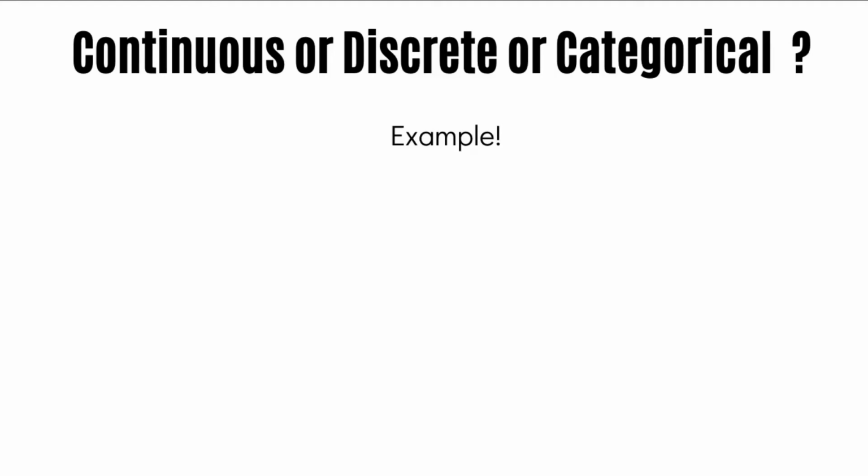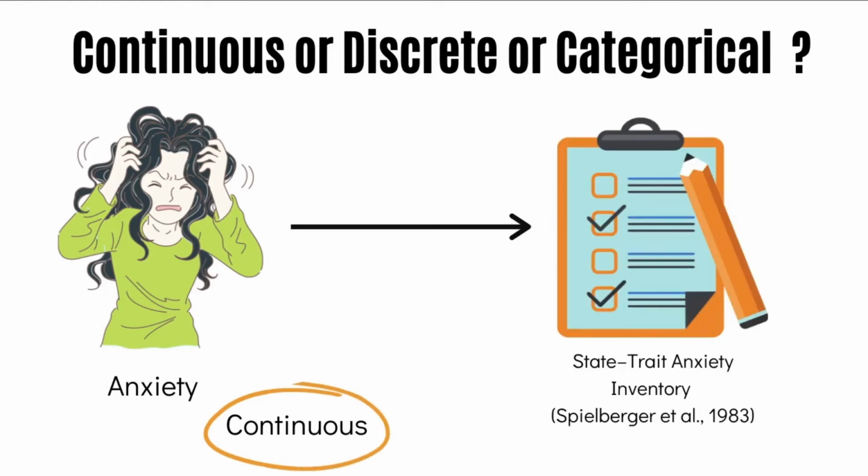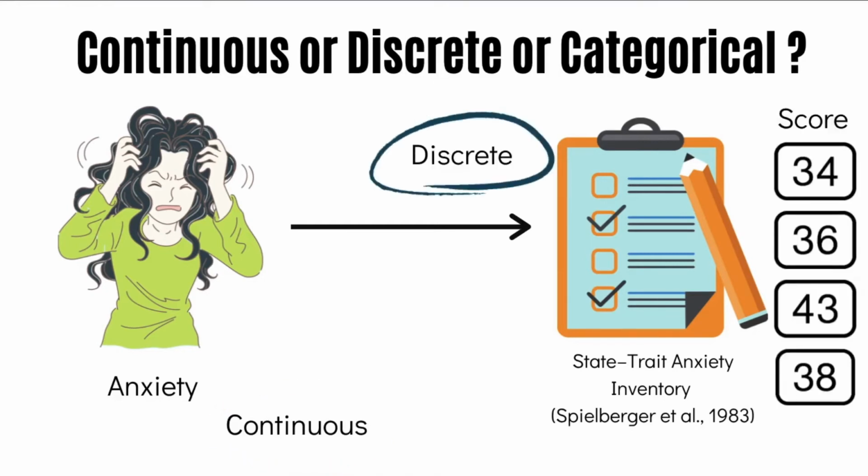Now, a variable in theory may be continuous, but the way we measure it could be discrete. So, we could measure, for example, anxiety, which theoretically is a continuous variable, using a questionnaire such as the State Trait Anxiety Inventory, which was proposed by Spielberger and colleagues in 1983. Here, the participants would receive a total score on the questionnaire, which gives an indication of the person's level of anxiety.